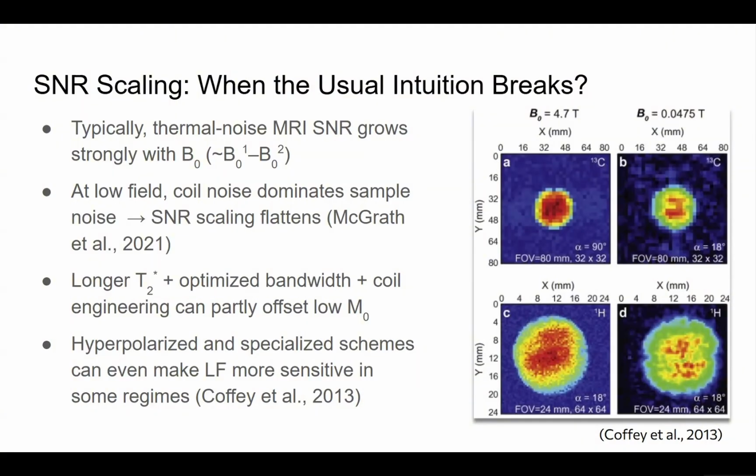So at low field, systems become coil noise dominated, so the SNR dependence flattens, and longer T2 star plus short T1 allow more efficient readouts.